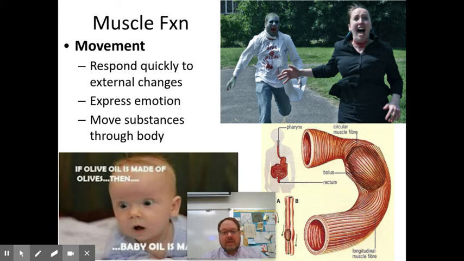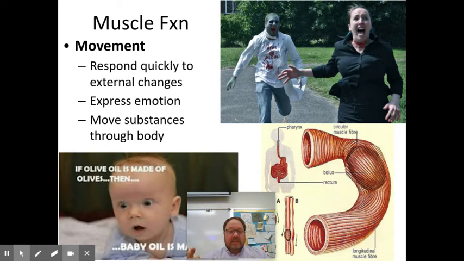Muscles also allow us to express emotion. Muscle normally attaches to bone and moves bone, but muscles also attach to your skin in your face and will contract to express emotion. Happy, sad, surprised, whatever the case may be. So muscles in the face allow us to move the skin to express how we feel.